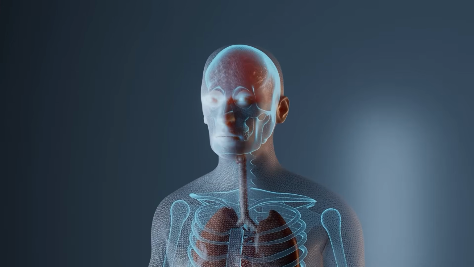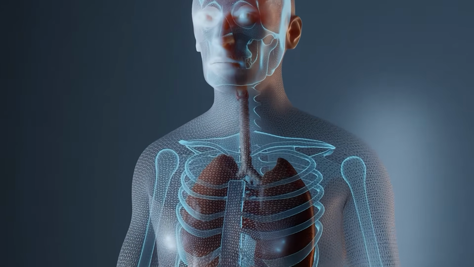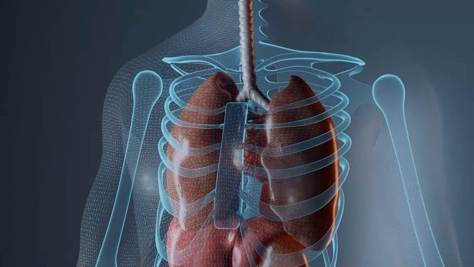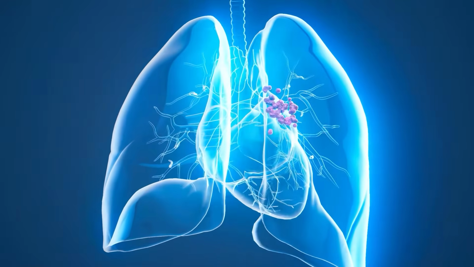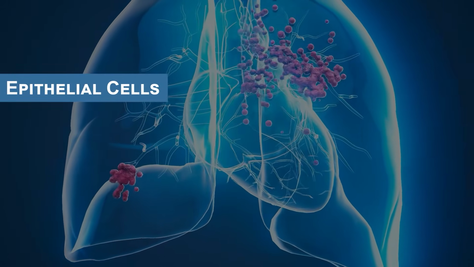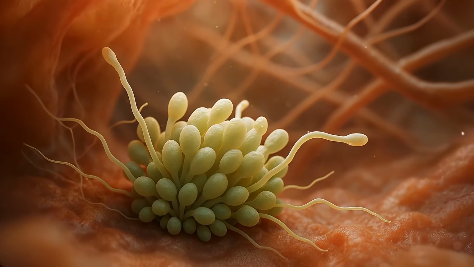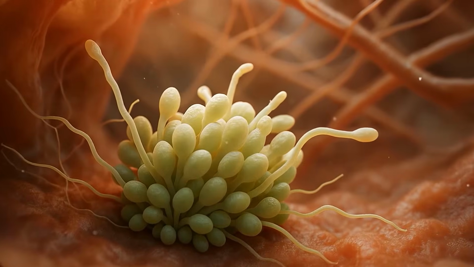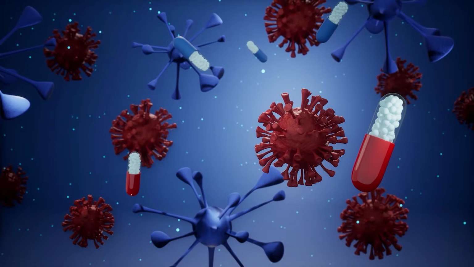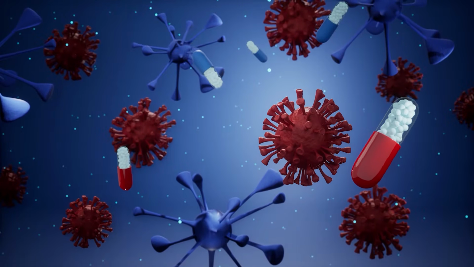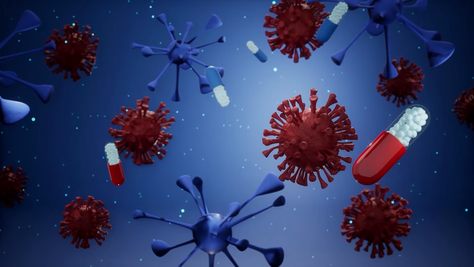How influenza affects the human body. Influenza primarily attacks the respiratory system, but its effects can extend throughout the entire body. Once the virus enters the respiratory tract, it infects epithelial cells lining the airways. These cells are responsible for producing mucus and protecting the lungs from pathogens. When they are damaged or destroyed by the virus, the airways become inflamed and less effective at clearing harmful particles.